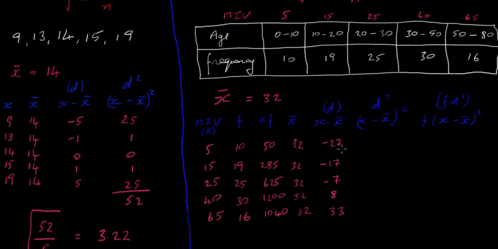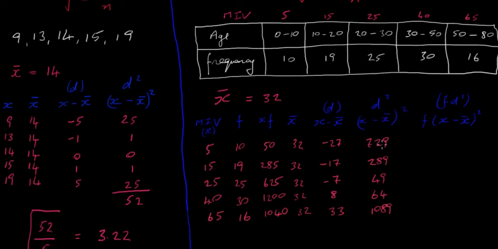Now we've got to square this. So minus 27 squared is 729. We've got 289, 49, 64, and 1089. Okay, so now we've done our x minus x bar squared.